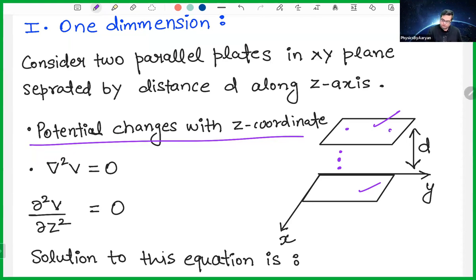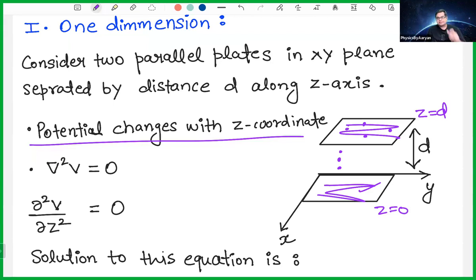So if you're here or if you're here, everywhere the potential is the same. Because in this plane, at every point z is d, and in this plane, every point z is 0. So wherever you go in this plane, the potential will be the same. But if you try to go in the z direction, up and down, then the potential will change.